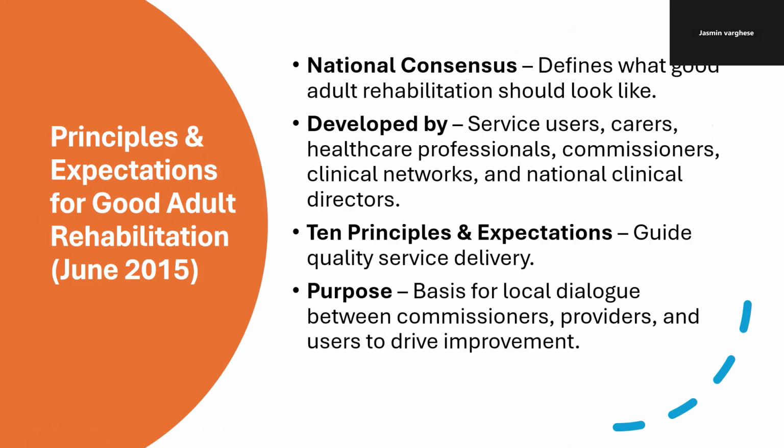Then the Principles and Expectations for Good Adult Rehabilitation, which was published in 2015. This national consensus defines what good adult rehabilitation should look like, and it was developed by service users, carers, people working in healthcare professions, commissioners, clinical networks, and national clinical directors. The 10 principles and expectations you can also see if you read the Principles and Expectations for Good Adult Rehabilitation 2015.